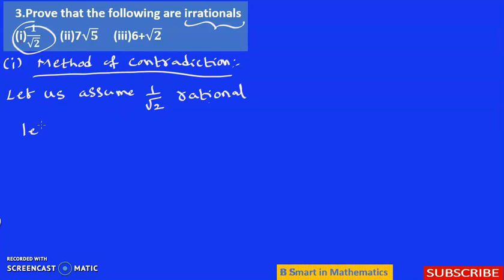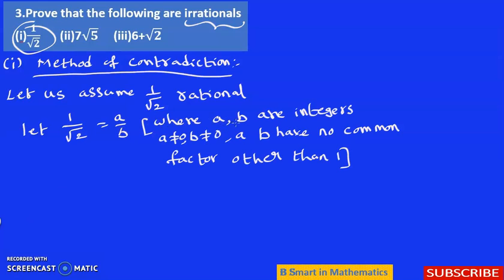Rational means 1 by root 2 is in the form of a by b, where a, b are integers. A rational number can be written in the form of integer by integer. So a is an integer, b is an integer. Especially, let a not equal to 0 and b not equal to 0. And here a, b have no common factors. If it has any common factor, please cancel that. The final fraction is a by b.